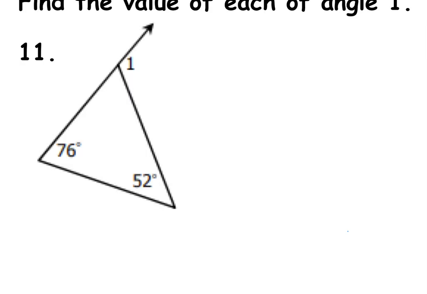All right, so looking at number 11, we want to find angle 1, so that one's outside. We know we cannot use the angle right next to it, so we can't use that guy. So we're going to add these 2 angles together. So 76 plus 52 tells you angle 1 is 128.